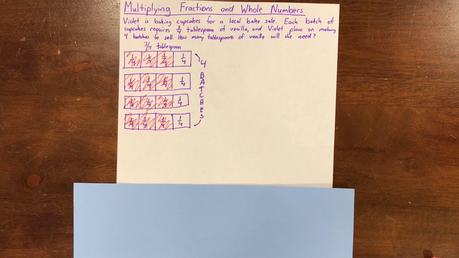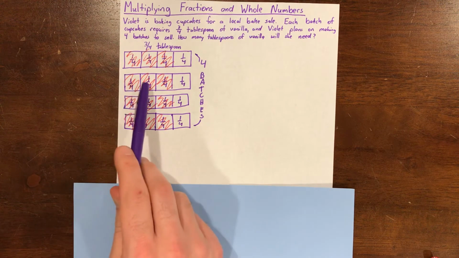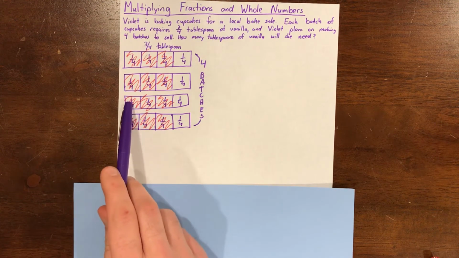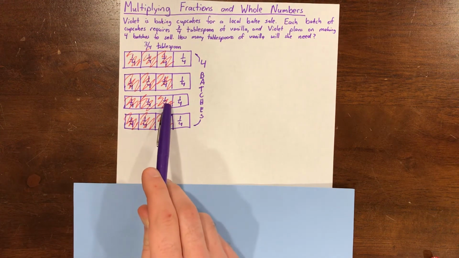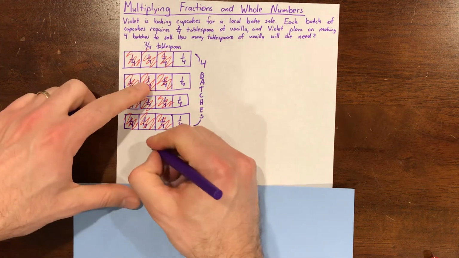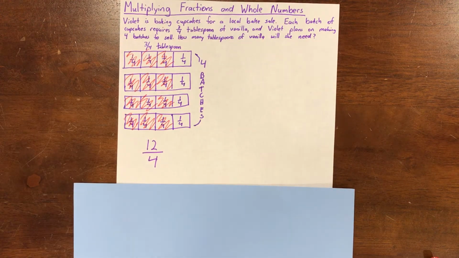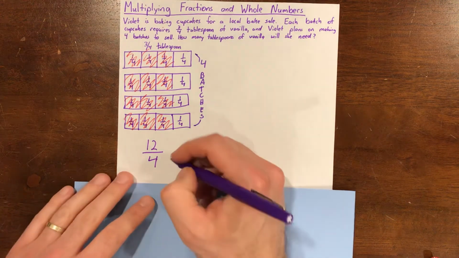Yeah, we could just count up the total number of parts that we have. Count with me. 1/4, 2/4, 3/4, 4/4, 5/4, 6/4, 7/4, 8/4, 9/4, 10/4, 11/4. We have 12/4. That's how many tablespoons he's going to need.